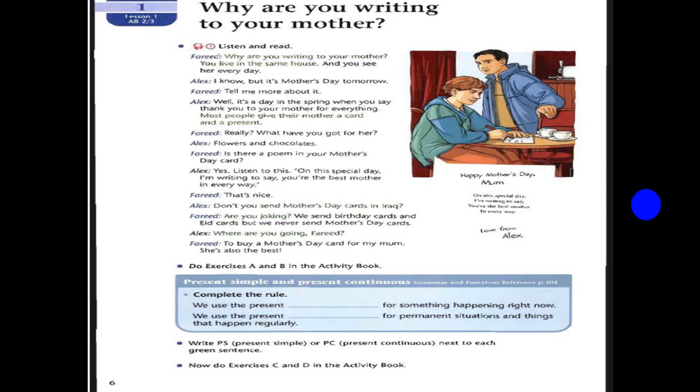Well, it's a day in the spring when you say thank you to your mother for everything. Most people give their mother a card and a present. Really? What have you got for her? Flowers and chocolates. Is there a poem in your Mother's Day card? Yes. Listen to this. On this special day, I'm writing to say you're the best mother in every way.